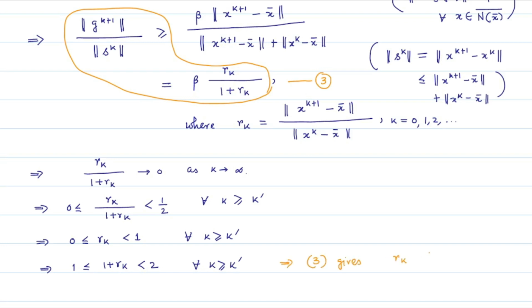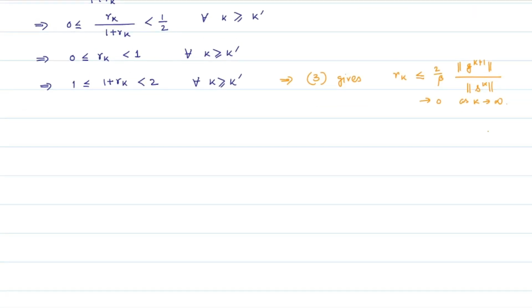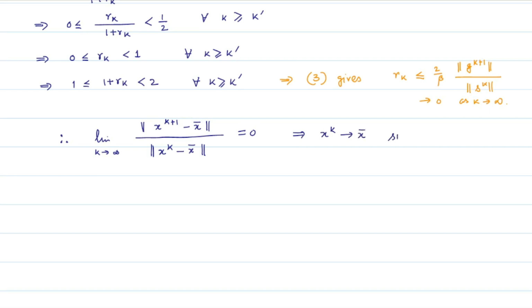We have rk less than or equal to 2 by beta times norm of gk plus 1 divided by norm of sk, which tends to 0 as k tends to infinity, and therefore the sequence rk tends to 0 as k tends to infinity, and that gives limit k tends to infinity of norm of xk plus 1 minus x bar divided by norm of xk minus x bar is equal to 0, and hence the sequence xk converges to x bar superlinearly.